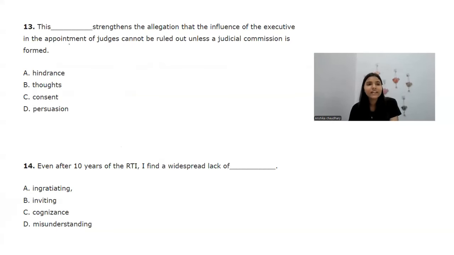This fill-up strengthens the allegation that the influence of the executive in the appointment of judges cannot be ruled out unless a judicial commission is formed. So this persuasion is the allegation that the influence of the executive in the appointment of judges cannot be ruled out.